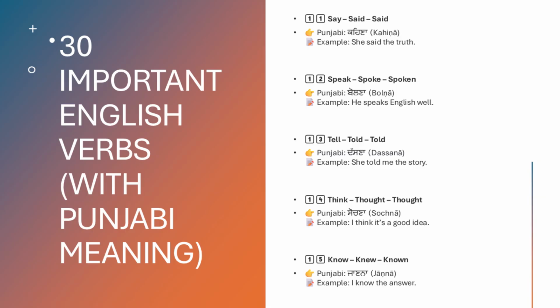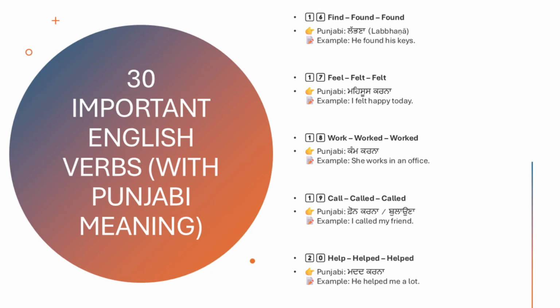16th verb is find, which means labna. Find, found, found. Find is our base form. We also say first form. Found is second and third form, which is same for past form and past participle. For example, he found his keys.